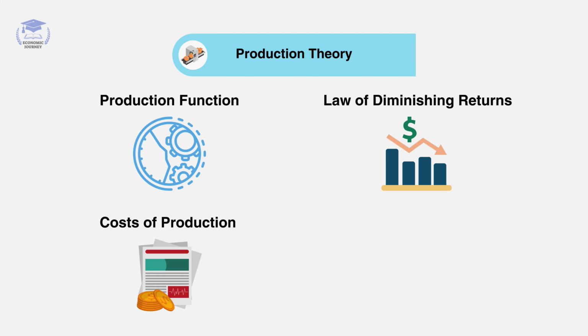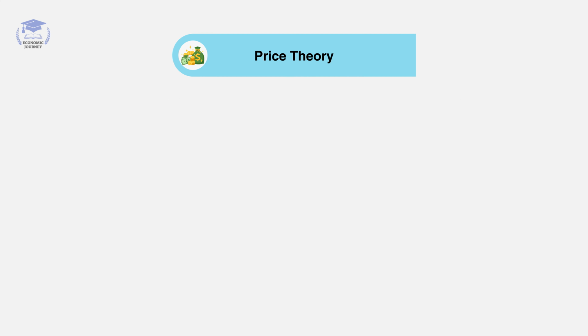Costs of production. Understanding fixed and variable costs, and how they impact the total cost and production decisions. Efficiency. Firms aim for productive efficiency, producing goods at the lowest possible cost, and allocative efficiency, producing the right mix of goods as per market demand. The last point is the price theory.